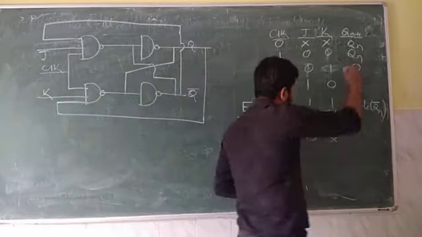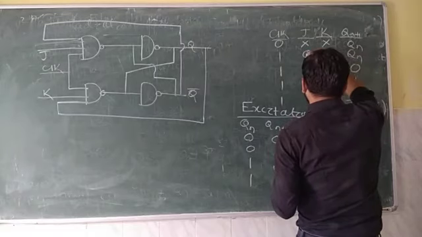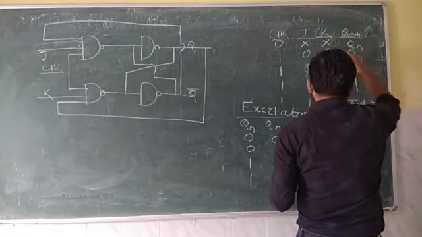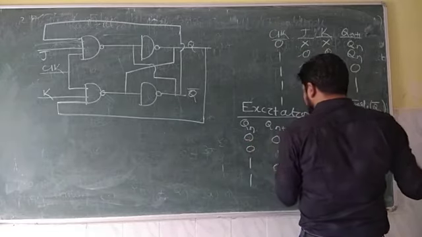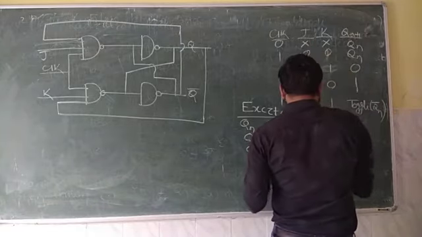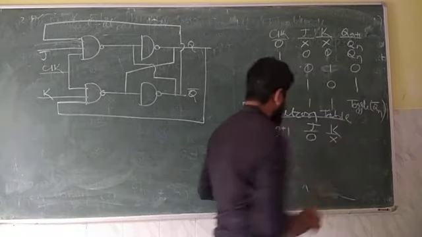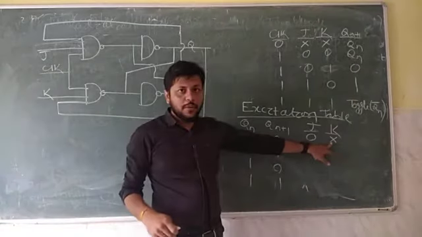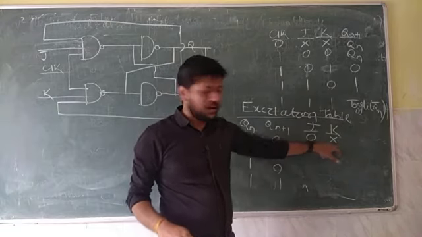So you have to look into these two cases: when present state is equal to next state, and when output is 0. These two cases satisfy this logic. That's why J is constant, that is 0. I am putting J equal to 0, but K is changing from 0 to 1. That's why it is a cross. Don't care is denoted by a cross, that is either 0 or 1.